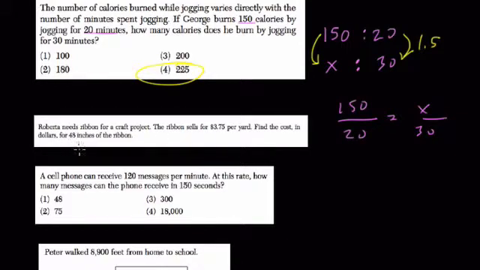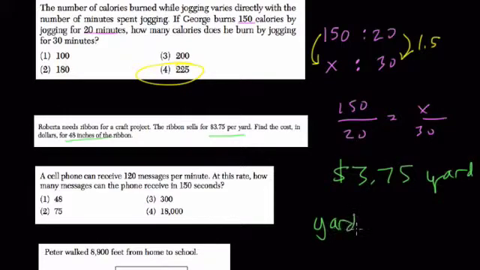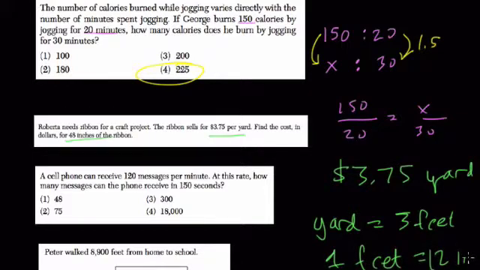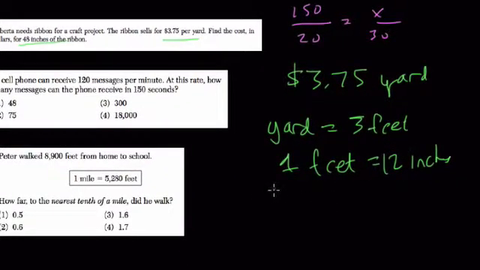Okay, I'll read this one so you can hear it. Sorry about that. Roberta needs ribbon for a craft project. The ribbon is $3.75 per yard. Find the cost in dollars for 48 inches of the ribbon. Okay, so a yard is 3 feet, right? And every 1 foot has 12 inches. So 3 feet would have 36 inches, which means 1 yard equals 36 inches, right?